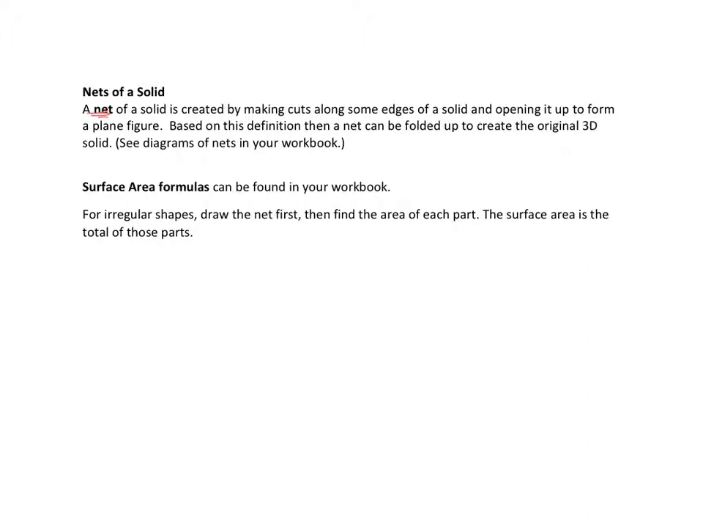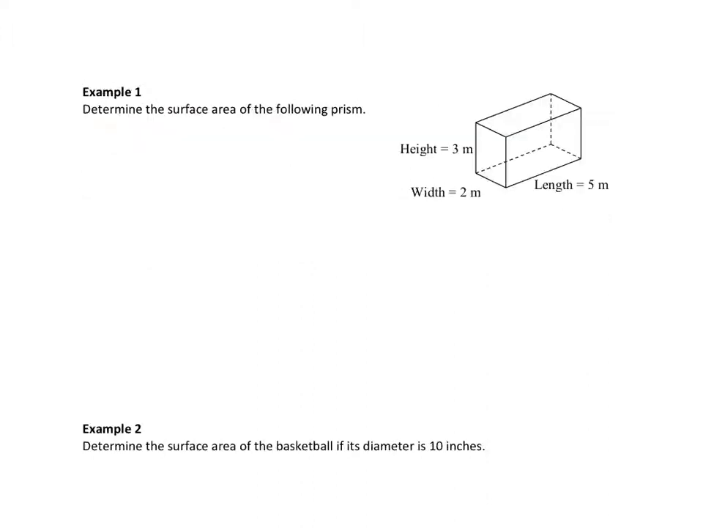There are surface area formulas in your workbook, and for any shape that's not a regular one, that doesn't fit nicely with one of the formulas, you're going to draw the net first and then find the area of each part. And the parts will be triangles and rectangles, so you know how to find the areas of those, and then the surface area is just the total or the sum of all of those parts. So let's look at some examples.